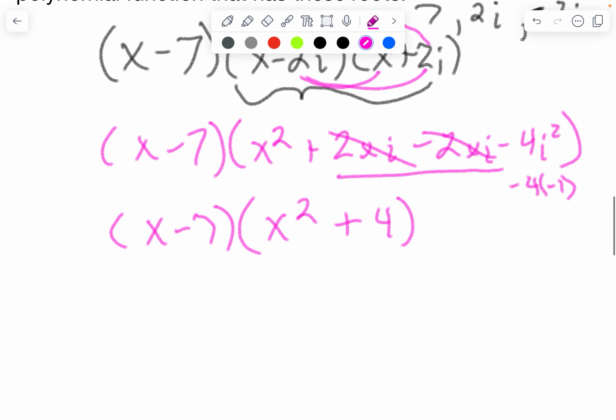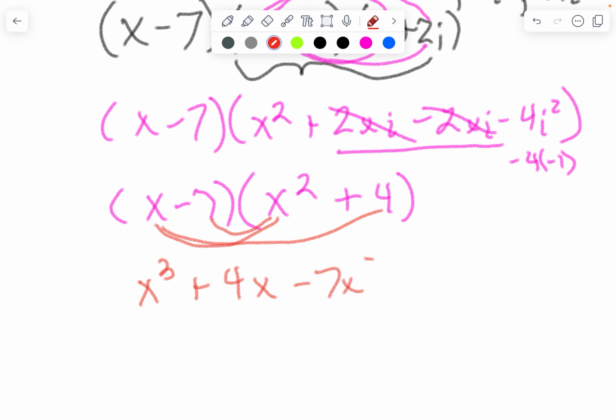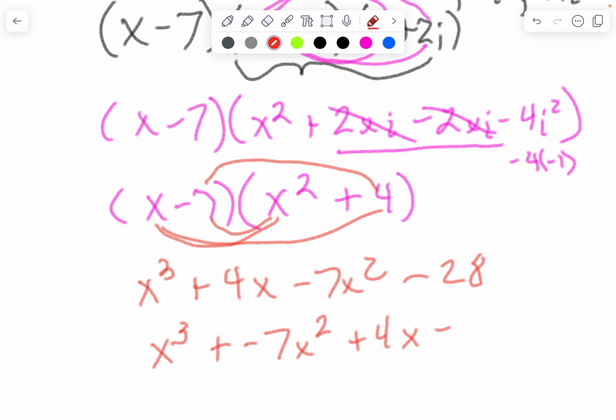And then you just FOIL it again. So x cubed plus 4x minus 7x squared minus 28. And so this is a possible, whoops, I'm putting them in descending order. This is a possible polynomial.